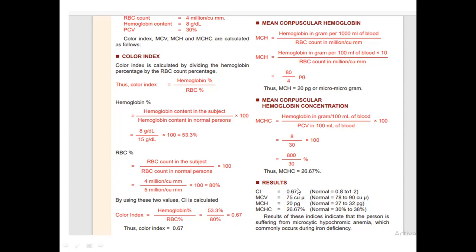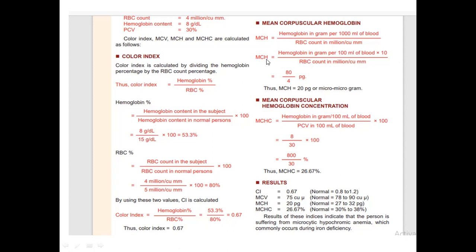Good. Now, let's look at how to calculate mean corpuscular hemoglobin. To get mean corpuscular hemoglobin, we said the formula is hemoglobin in grams divided by red blood cell count in millions, or hemoglobin in grams per 100 ml of blood times 10 divided by red blood cell count in millions. Now, we are still using the same values with this patient. What are we going to do?